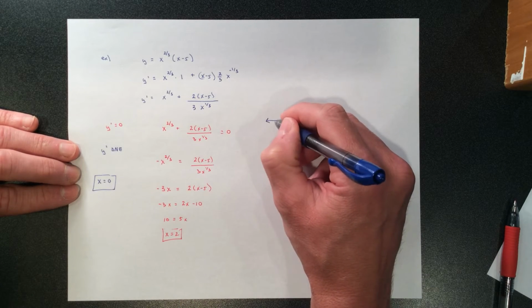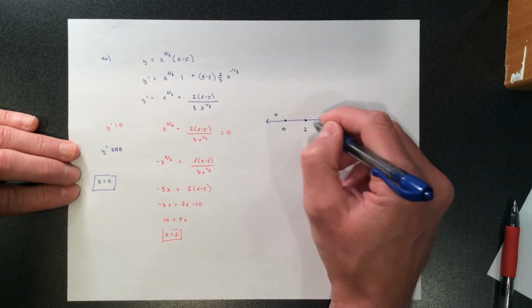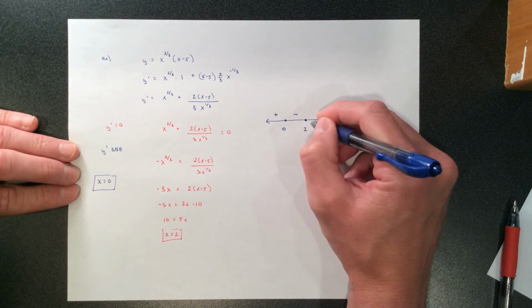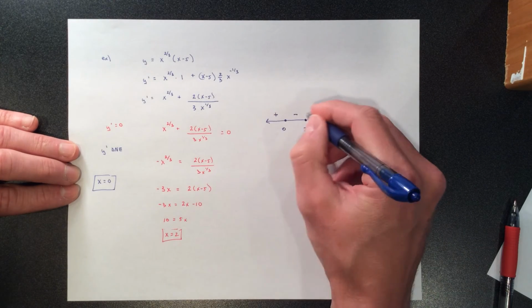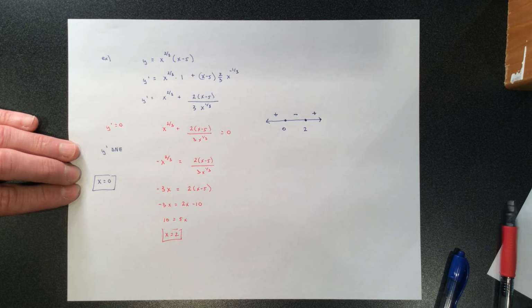If you plug in a negative number, you are going to get a positive derivative. If you go from 0 to 2, you're going to get a negative. And if you plug in a big number like 100, of course you're going to get a positive. There is going to be a sign change on each of those things.